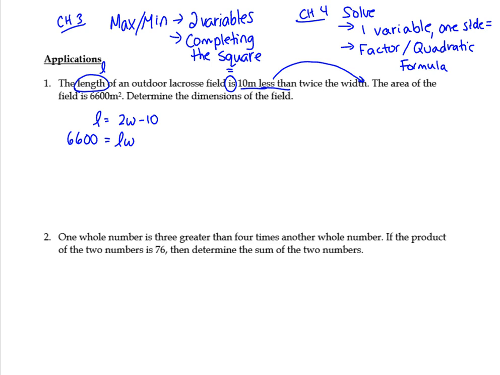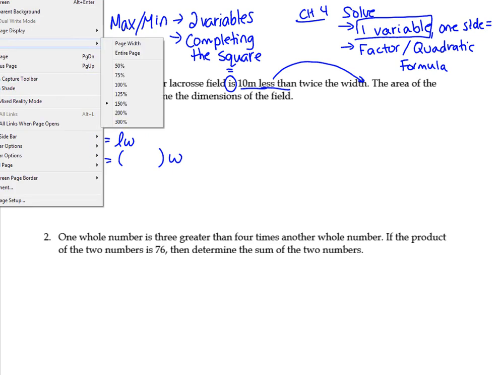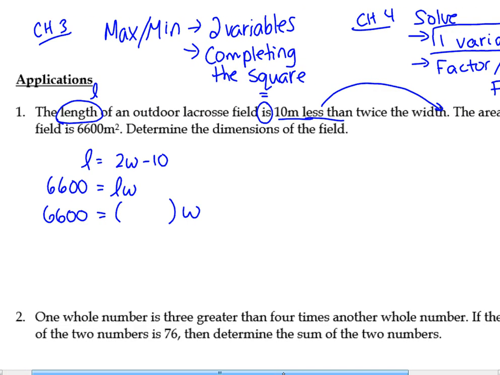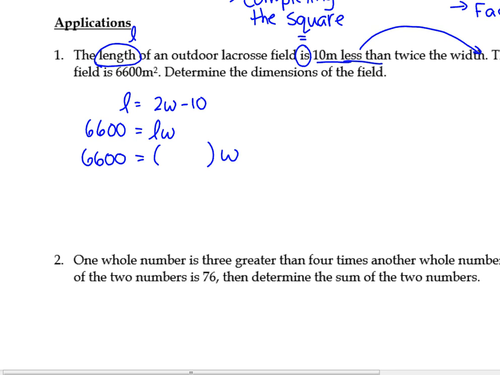So our goal is to make an equation with one variable. That's what we want. So we're going to substitute. So instead, let's write this as 6,600 equals, what's our length equal to? 2W minus 10. I'm going to sub in 2W minus 10 for length, because that is equal to the length. So I'm going to replace that with 2W minus 10, because that's what my length is equal to.